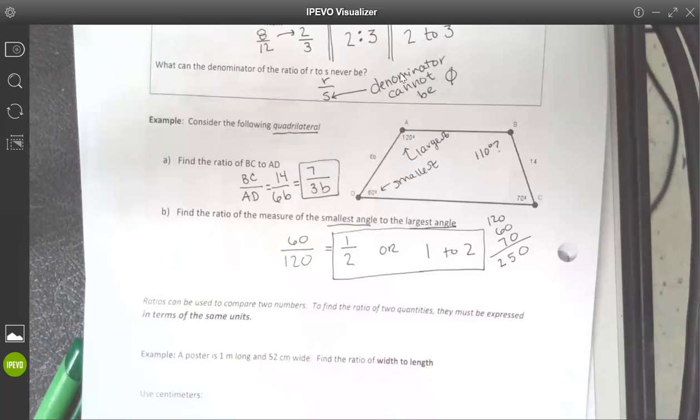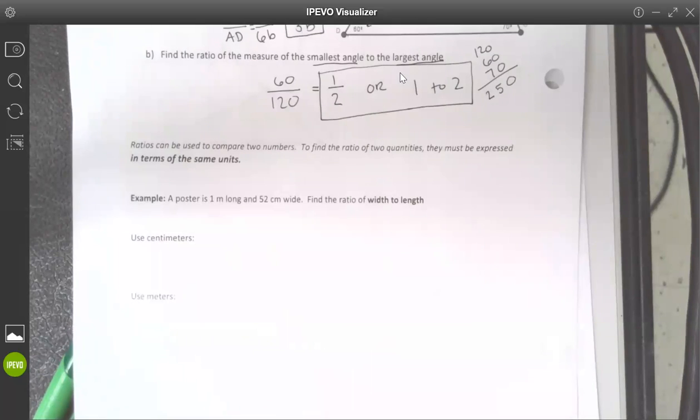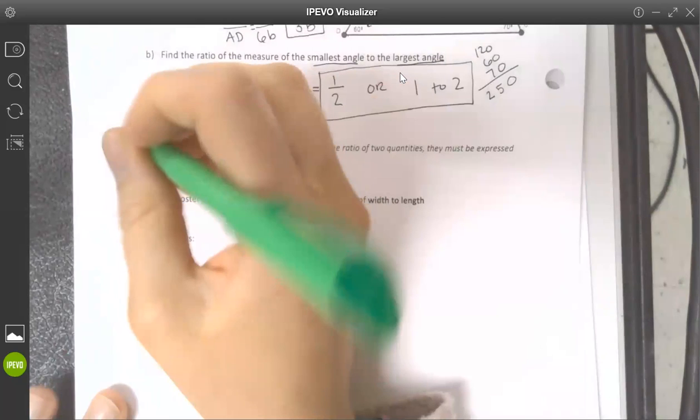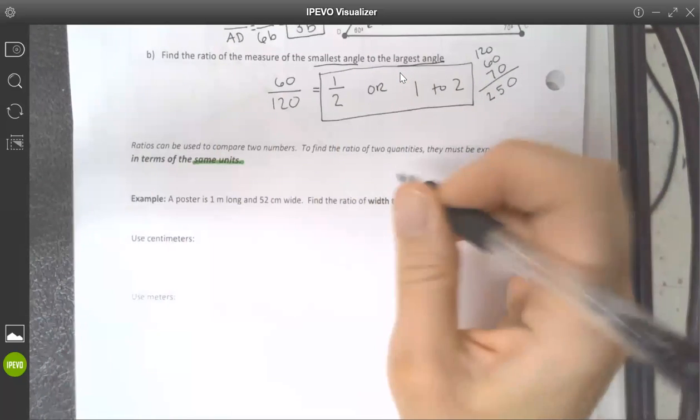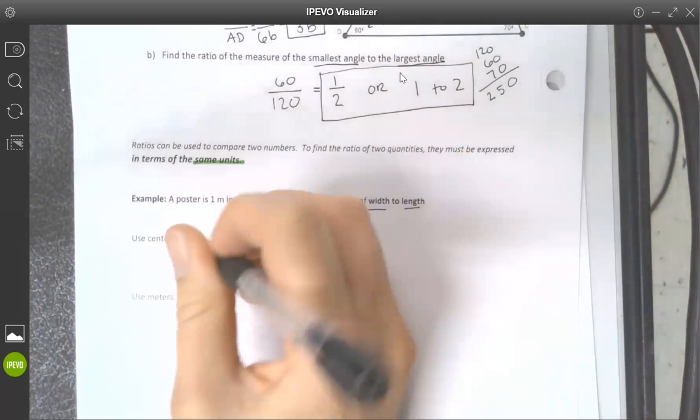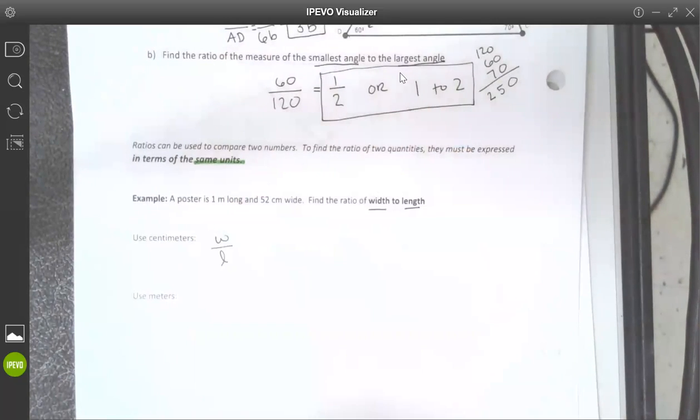Another thing we need to consider, and it doesn't come up that much actually when we get to our geometry problems, but when we're looking at just our ratio and proportion today, if I'm going to express two quantities in a ratio, meaning I'm comparing them to each other, it has to be expressed in the same units. So for example, if I'm given a poster is 1 meter long and 52 centimeters wide, and it asks me to find the ratio of width to length, which means I want to go width to length in terms of how I'm going to set up that ratio.